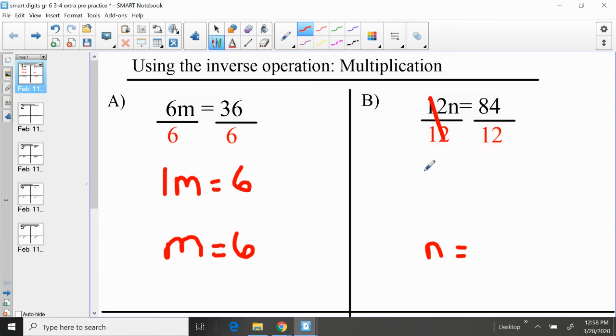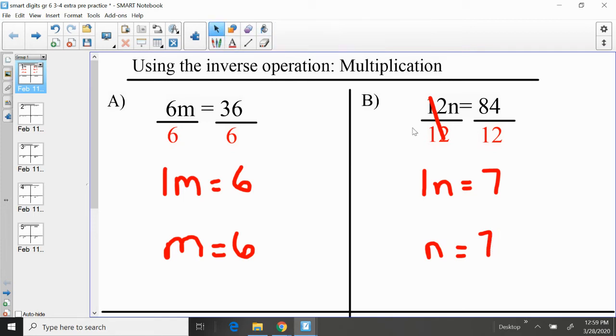So it's like 1n equals. What's 84 divided by 12? You said 7, you smart students. Very good. 1n equals 7. And again, we don't need the 1 in front of it because 1n is the same as n. So n equals 7.